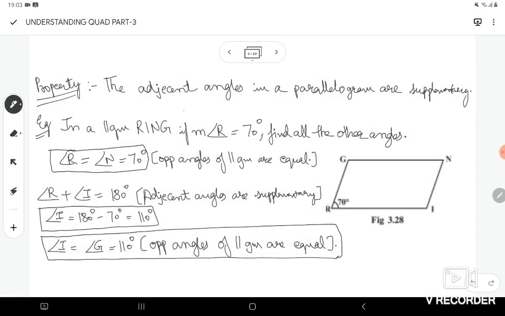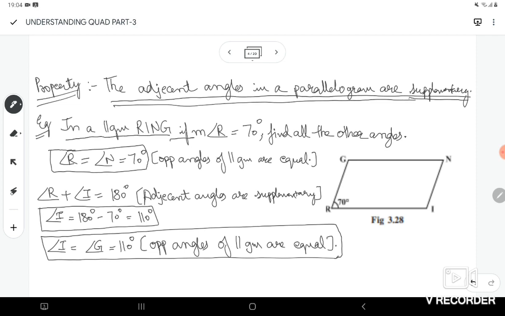Now, as I have discussed in the previous question, adjacent angles of a parallelogram are supplementary. We have used that property, that is, the sum of the adjacent angles in a parallelogram is equal to 180 degree. Now, based on this, we will see another example. In a parallelogram RING, if measure of angle R is equal to 70 degree, find all the other angles. That is, just one angle is given and we have to find all the other angles.